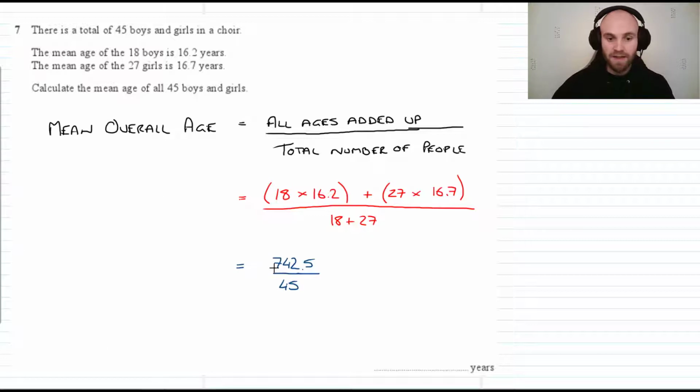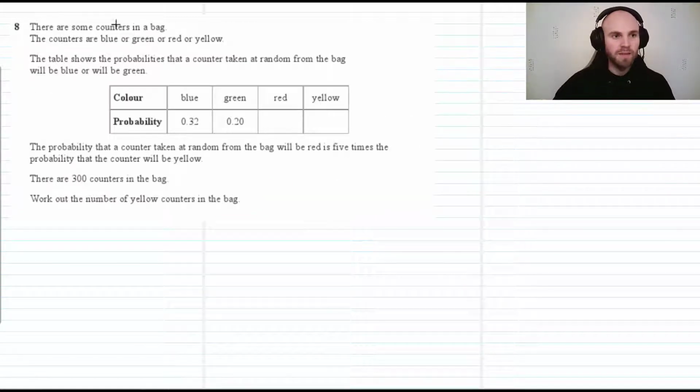And if you work this out on your calculator, that's going to give you 742.5 divided by 45. And again, if you work that out on your calculator, that's going to give you an average age of 16.5 years.